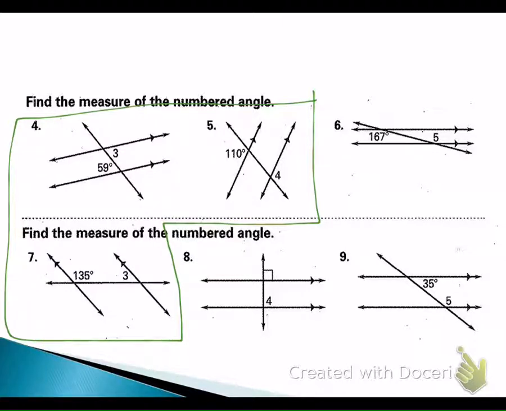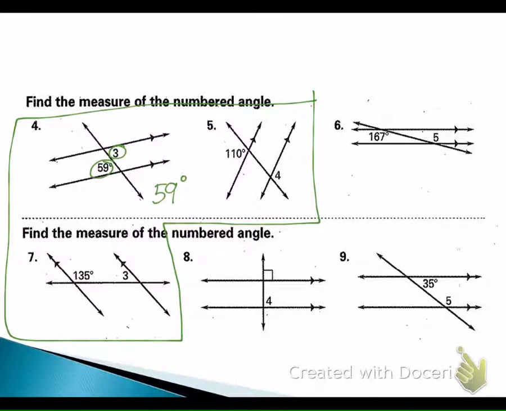So number 4. The 2 angles we're looking at are this one and this one. They're inside on different sides. So what do we call that? They're different sides on the inside. No. Alternate interior. And alternate interiors are congruent. So angle 3 is 59 degrees. Good. You should have that one in your notes.